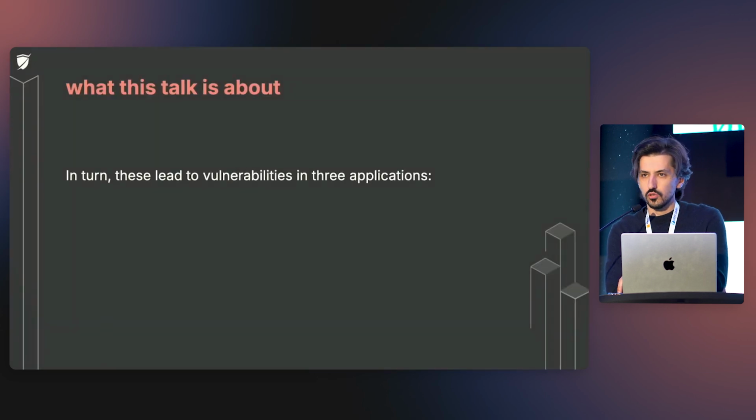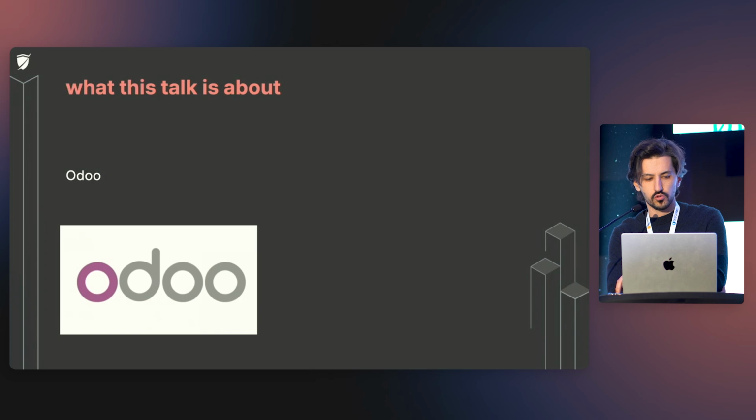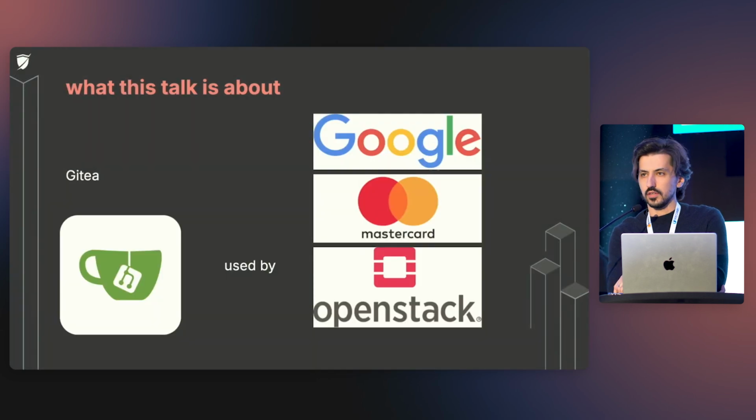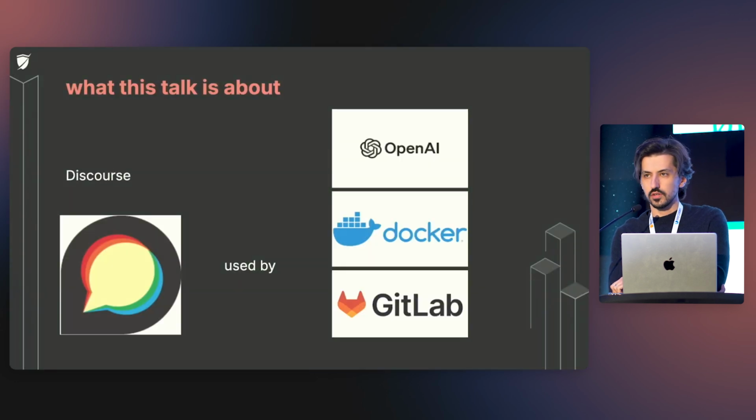We used these vulnerabilities to exploit 3 applications. These applications were Odoo, which is written in Python. This is a SaaS, which is used by about 5 million people. They offer software for all kinds of business processes like support, marketing, HR, sales, internal communications, and others. The second was Gitea, which is written in Go. It's a self-hosted alternative to GitHub and GitLab. They are used by Google, MasterCard, and OpenStack. And the last was Discourse, which is a platform for building forums for your application. They are used by OpenAI, Docker, and GitLab, among others.